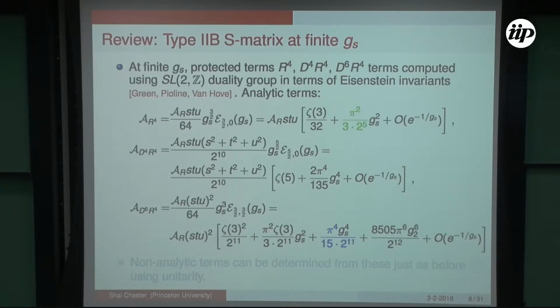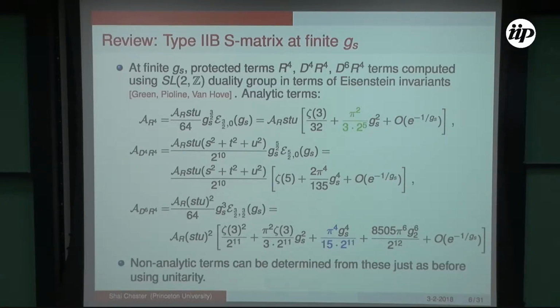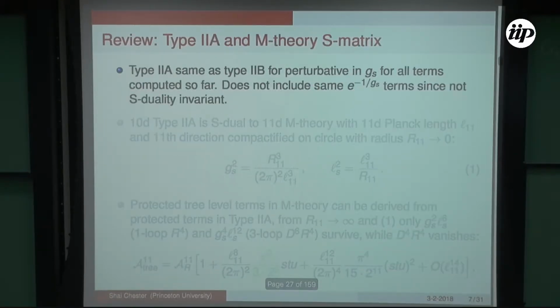I also show what happens when you expand them. You get the usual perturbative terms in g_s, but then you also get an infinite number of non-perturbative terms, which I didn't write explicitly. Notice that the one in green is the same one in green from the previous slide. I just didn't go up to these higher orders in g_s, otherwise you would have seen the one in blue as well. These are just the analytic terms. And as usual, the non-analytic terms can be determined from these just using unitarity. So you can always get non-analytic terms from tree level. Okay, great.